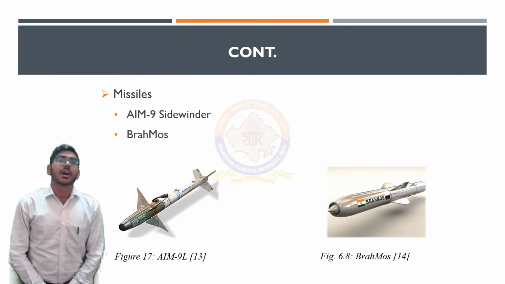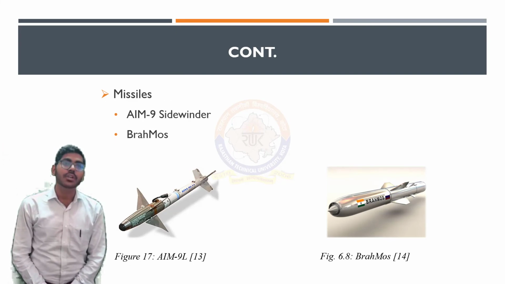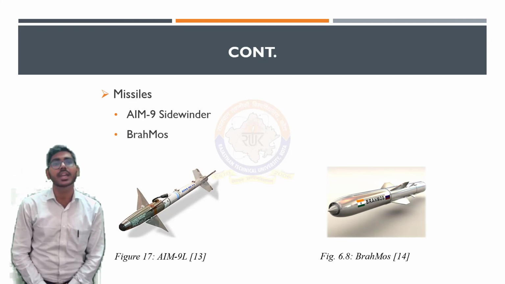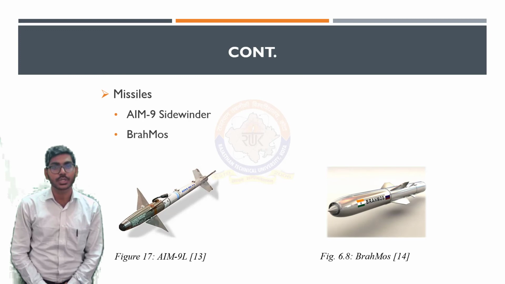Missiles. The AIM-9 Sidewinder is a short-range air-to-air missile of the US Air Force. The AIM-9 is one of the oldest, lowest-cost and most successful air-to-air missiles, with an estimated 270 aircraft kills in its history of use. Figure 17 is the AIM-9 Sidewinder missile. The BrahMos is a medium-range stealth ramjet supersonic cruise missile, notably the fastest supersonic cruise missile in the world. 2 main features of this missile are its cruciform wings and its thrust vectoring capability. Figure 18 is the BrahMos missile.